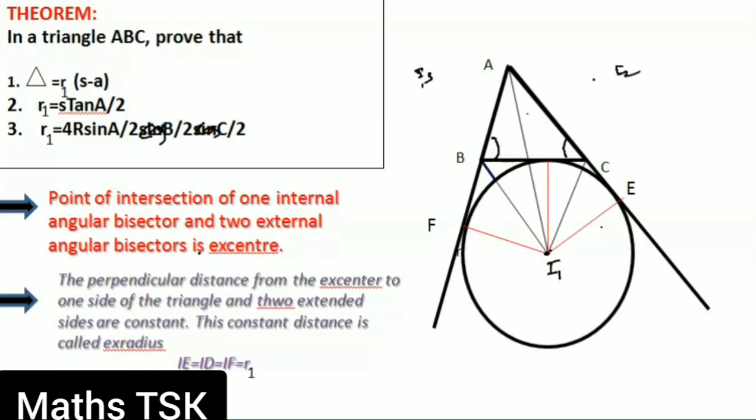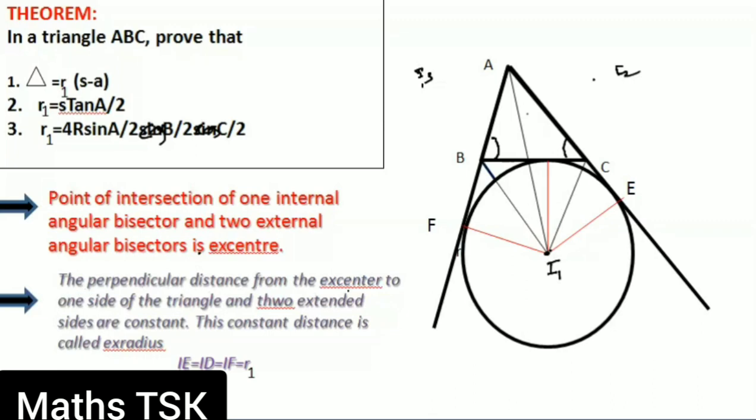Okay. This is the excenter opposite to the vertex C. So this is called the excenter. Next one, what are exradii? The exradius opposite to A is denoted by R1. So what does exradius mean?